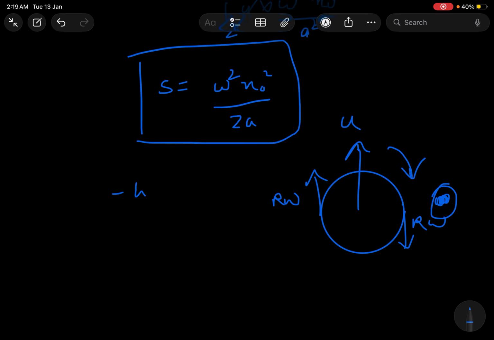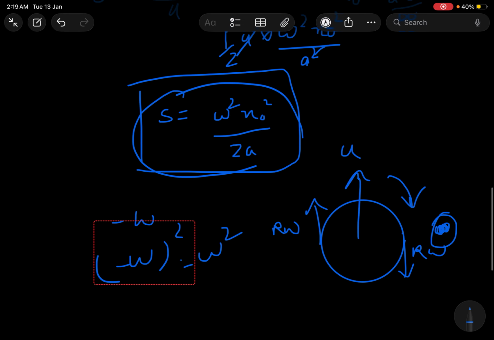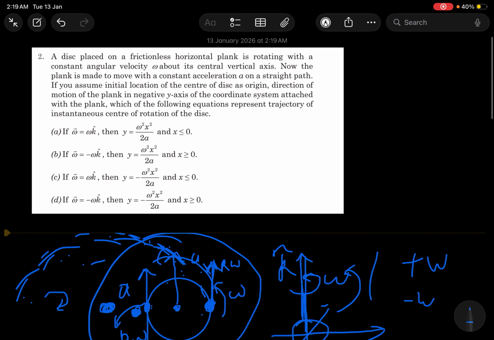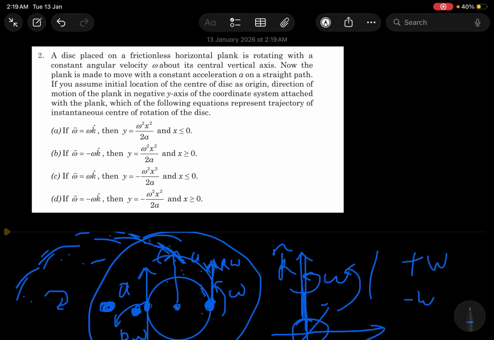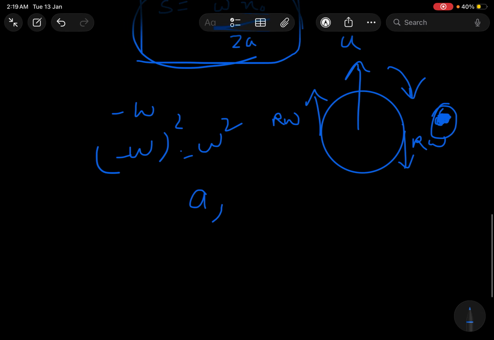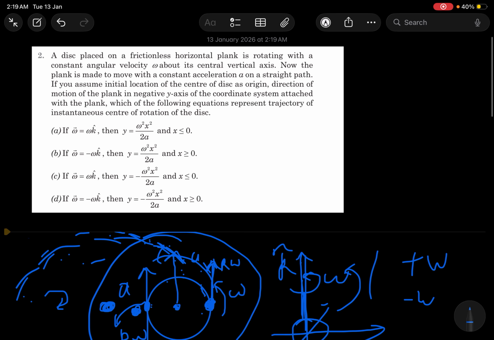And even though we have negative omega, in s we have omega square, so negative omega square is basically omega square, right? So the equation of trajectory won't change, but x is on the positive x-axis. So the equation of trajectory remains the same and x is on the positive x-axis. So the correct options are A and B. These are the correct answers, and I hope my explanation was apt.